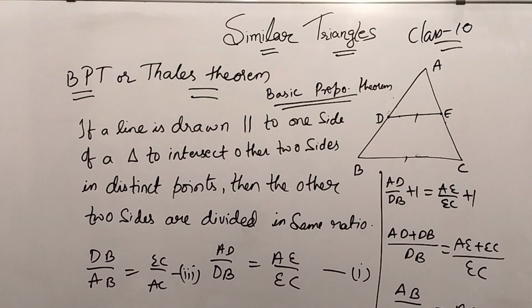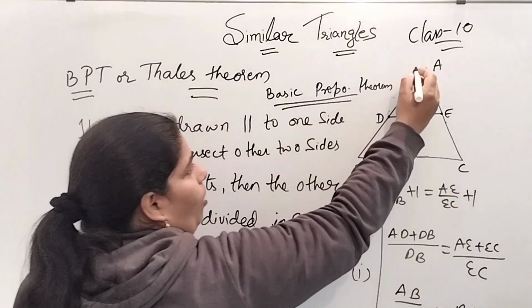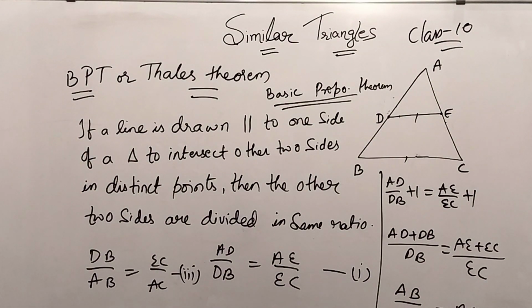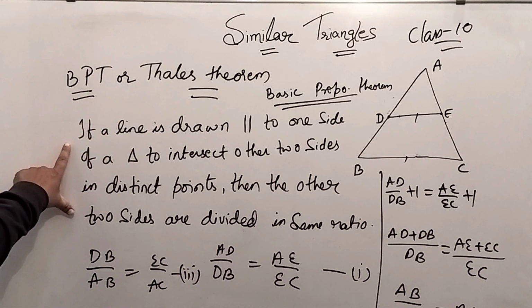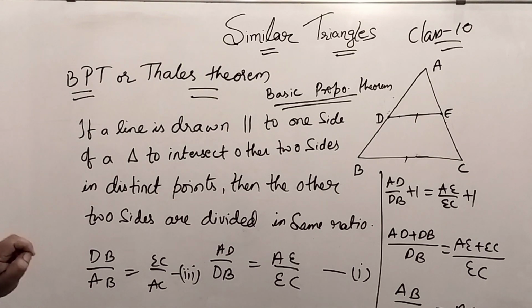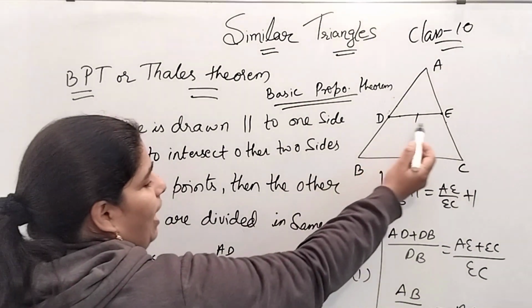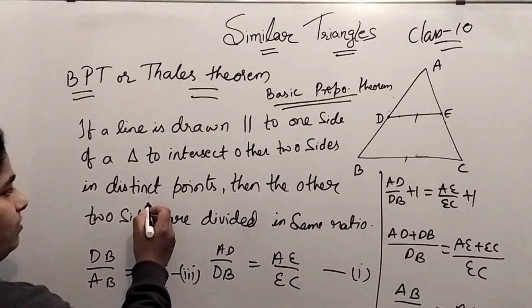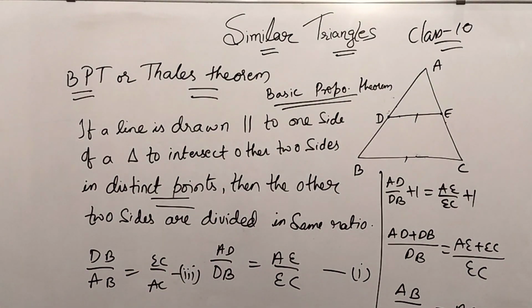Similarly, I can take the reciprocal, I can add 1, or I can even take the ratio of the smaller triangle to the bigger triangle. So this is the basic proportionality theorem. If the question is asked in the exam, you can write the reason, or you can simply write BPT or Thales theorem. It states that if a line is drawn parallel to one side of a triangle and intersecting the other two sides at two distinct points, then the sides are divided in the same ratio. Okay, now we will be seeing the converse of BPT theorem.